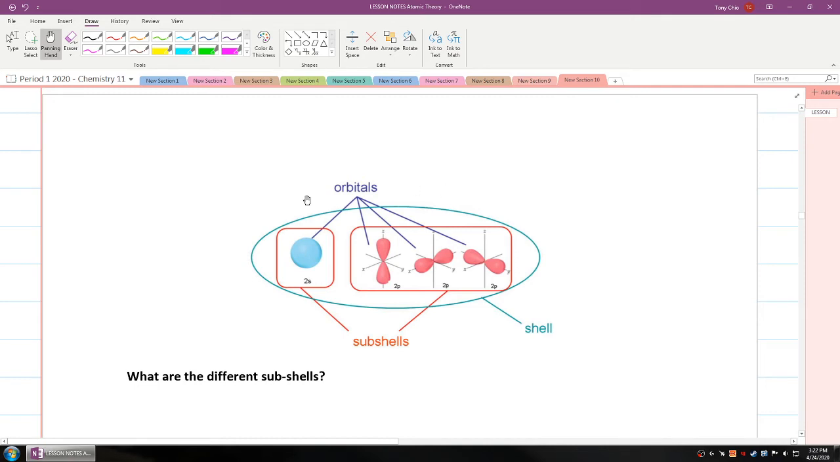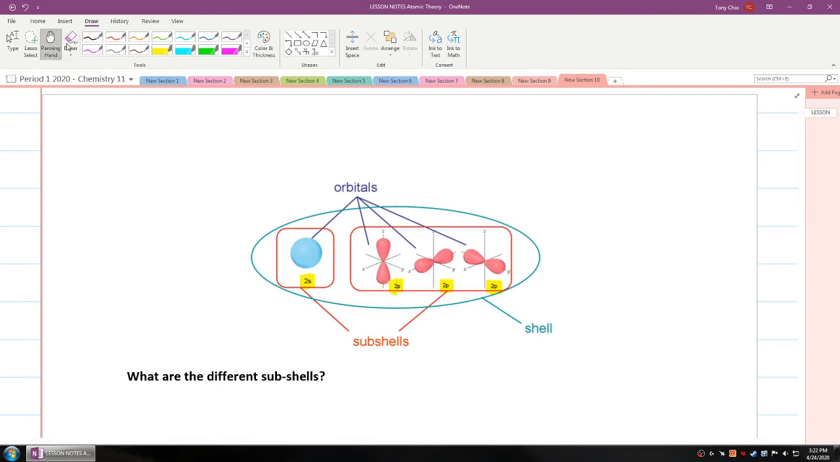Now, orbitals are the region of space in which an electron occupies. These are all orbitals. Each one of these orbitals has what we call the same energy level. How do we know that? Because they're all in energy level 2.